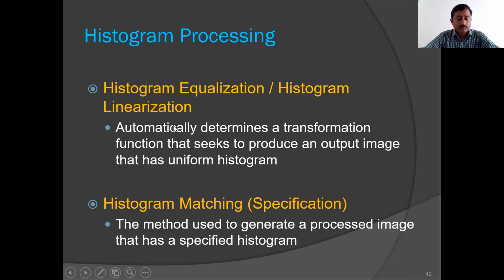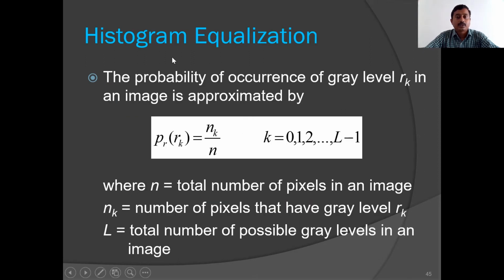So histogram equalization automatically determines a transformation function that seeks to produce an output image that has a uniform histogram. So this histogram equalization is used to construct an image which has good contrast. So let us see histogram equalization.